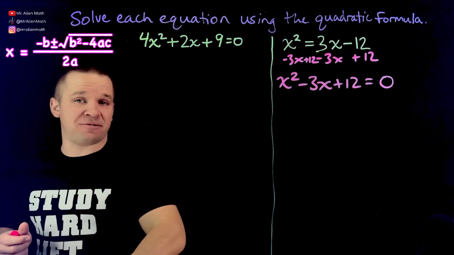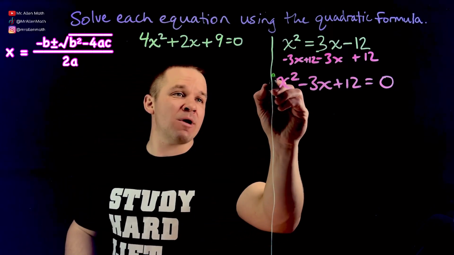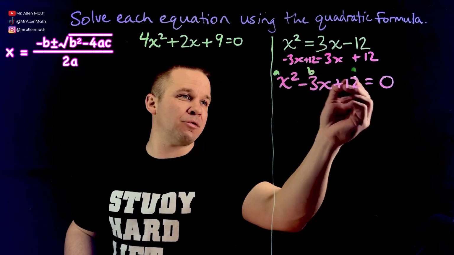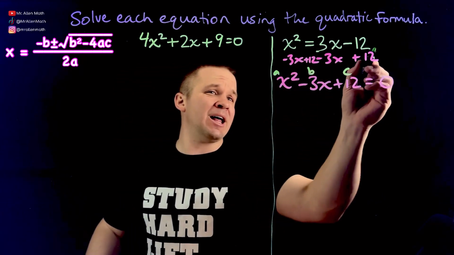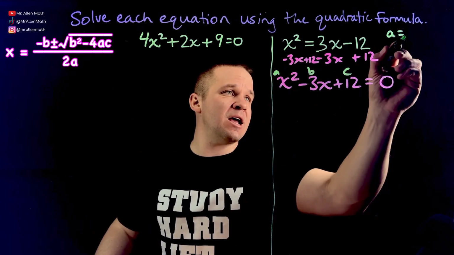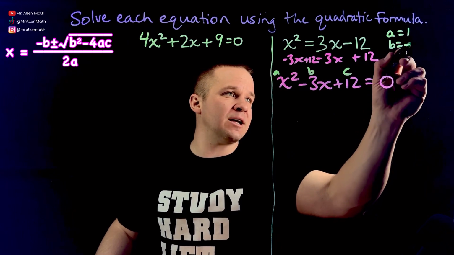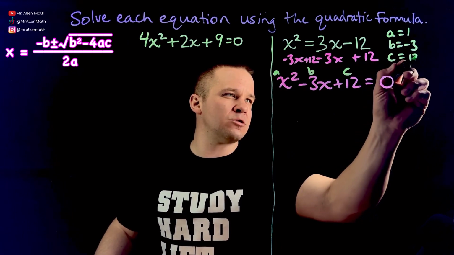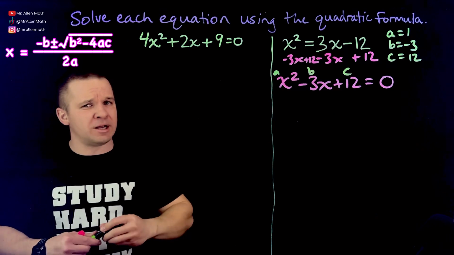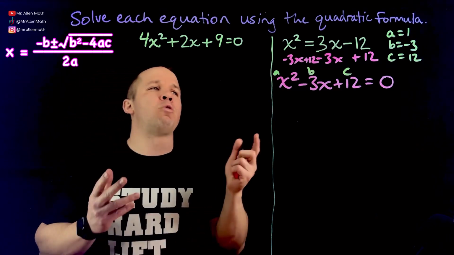It helps to identify a, b, and c. A right here is going to be 1, b is negative 3, and c is 12. If you'd like, you can also write it off to the side. A equals 1, b equals negative 3, and c equals 12. It can help you to stay organized when plugging into the beastly quadratic formula.